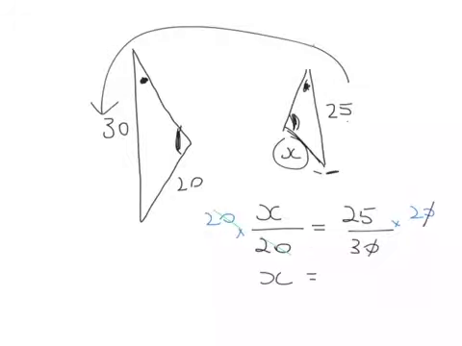I'm going to cross those out. 25 times 2 is 50. So the value of x is 50 over 3. We can change that if you like. 3 into 5 goes once, remainder 2. 3 into 20 goes 6, remainder 2. So the value of x is 16 2/3. And you can use that idea to find out any side on an unknown triangle if the triangles are similar.